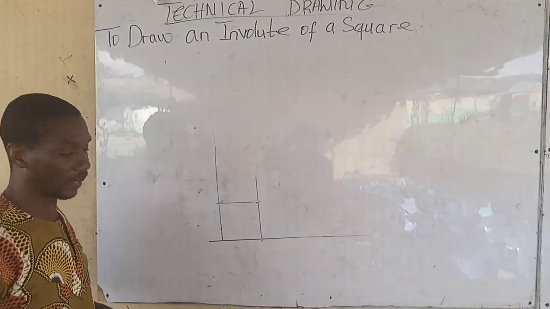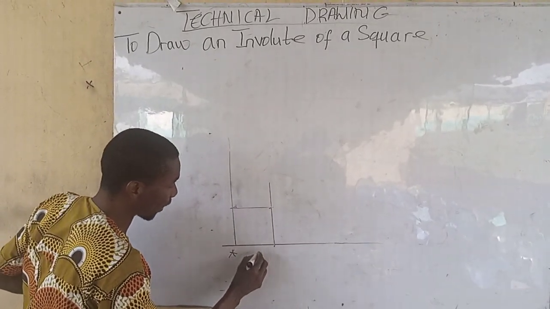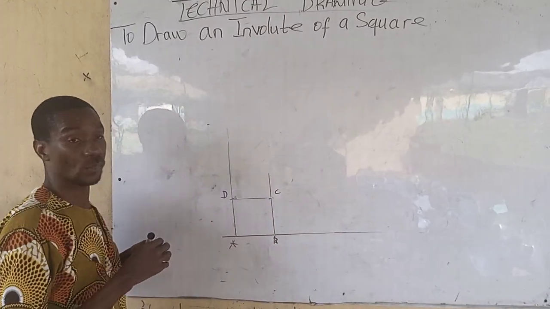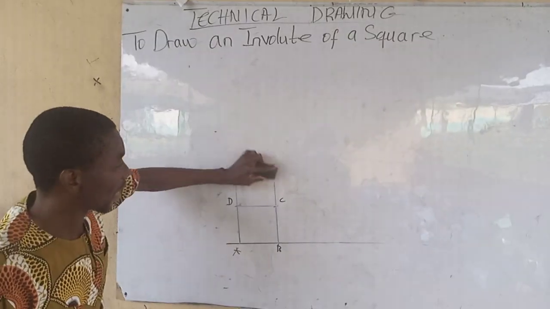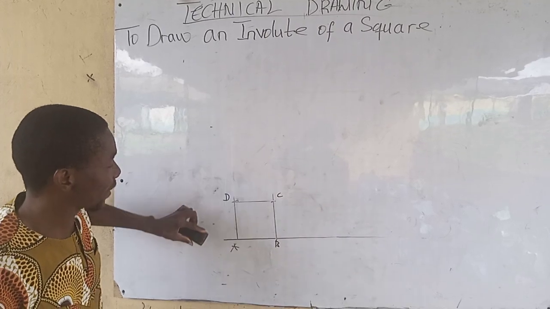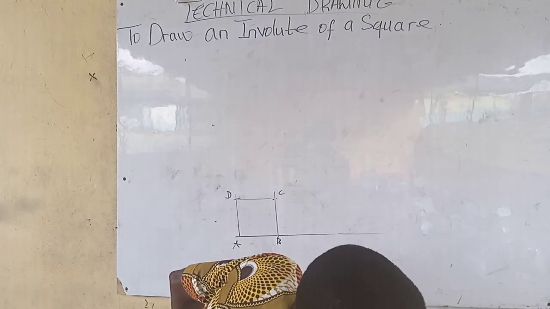So at this point, I can decide to label them as A, B, C, and D. Good. You can equally use numbers, 1, 2, 3, 4. So at this point, let's get started.